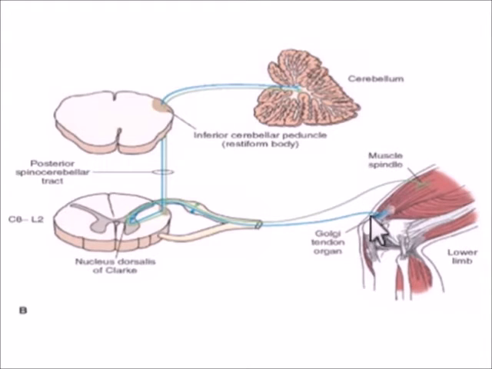And this information is carried by the posterior spinocerebellar tract that goes through the posterior root, then through the posterior root ganglion or dorsal root ganglion, and then enters the spinal cord. Here we should understand that this tract does not cross to the other side of the spinal cord. Instead, it ascends upwards along the same side to reach the upper part of the medulla. And from the upper part of the medulla, it goes to the spinocerebellum through the inferior cerebellar peduncle.